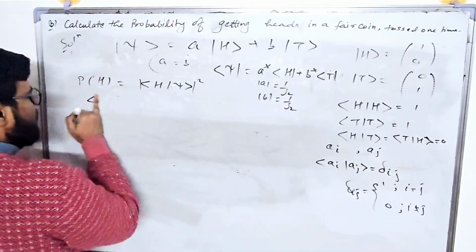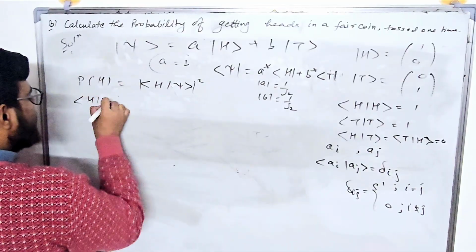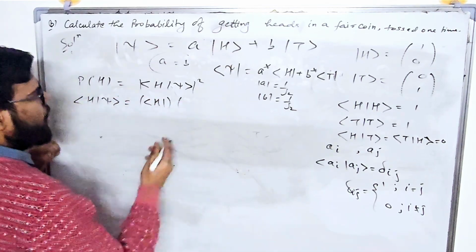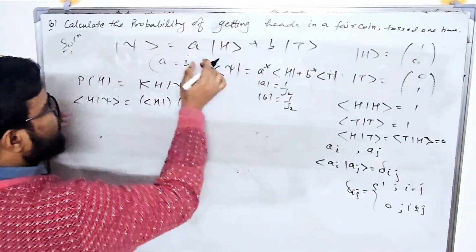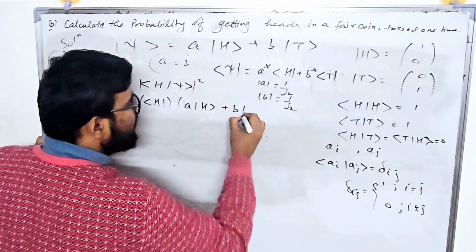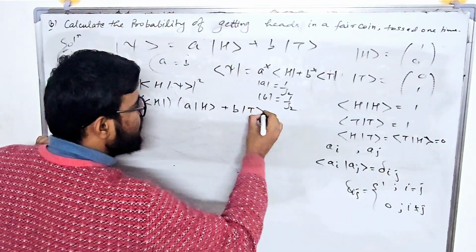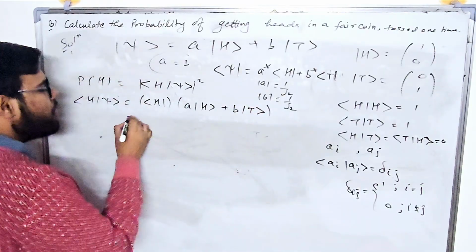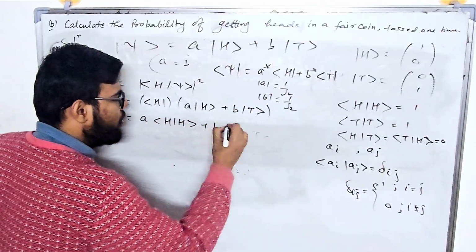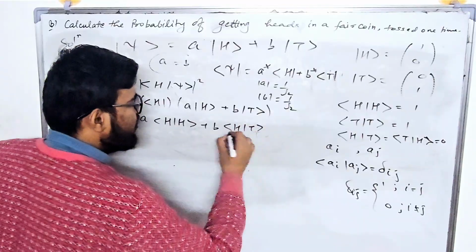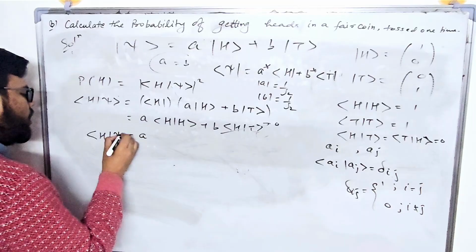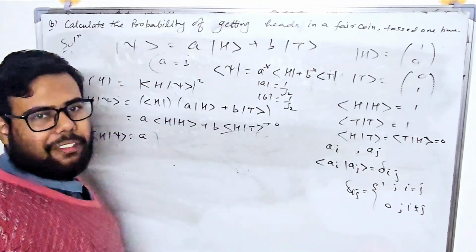So first of all you have to calculate this inner product. It is equal to the bra heads times this quantity. What is the ket psi? It is equal to a times heads plus b times tails. These are the basis vectors, right? Now just evaluate this. You will have a times the inner product of heads with heads plus b times the inner product of heads with tails, and this is again equal to 0. So it is equal to a. Hence the inner product is equal to a itself, right?